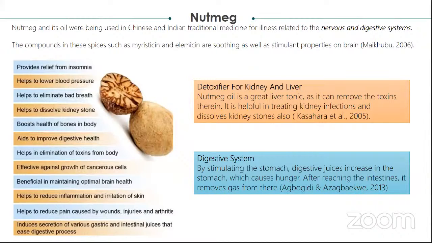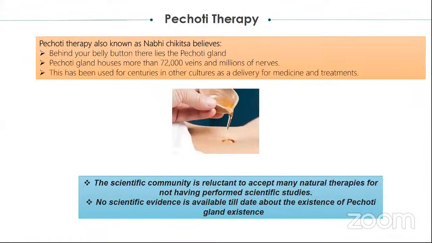The Pichotti therapy, also known as Nabi Chikitsa, uses essential oils which are absorbed from the navel. In Ayurveda, it is said that the Pichotti gland has around 72,000 veins, and the Pichotti gland is present behind the umbilicus, that is our belly button. These 72,000 veins are connected to different parts of the body, and because of this it has the effect. It helps in various treatments, but the scientific community doesn't really accept this therapy because of the lack of scientific studies, and many papers and publications say there is no scientific evidence of the presence of the Pichotti gland.